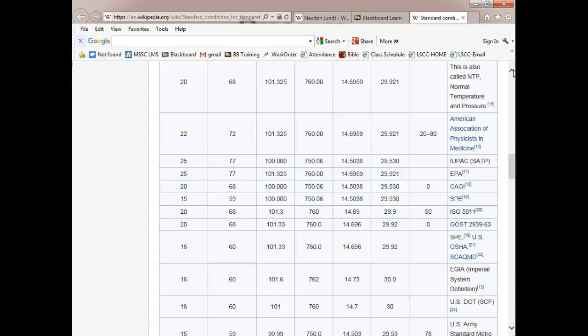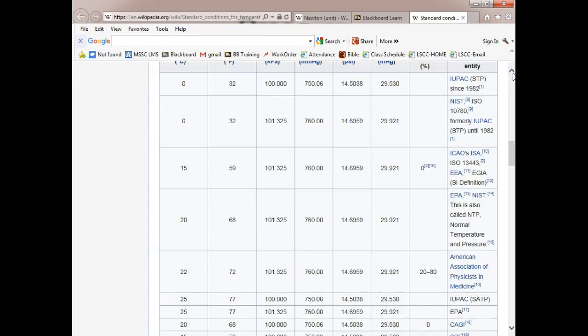Notice just about every one of these is given at a certain temperature. Some of them say the temperature is freezing, that would be 0 degrees centigrade or 32 degrees Fahrenheit. Some of them say 59, some say 68, some say 72, 77. So you can see the range of temperatures where they set these standards is wide too.